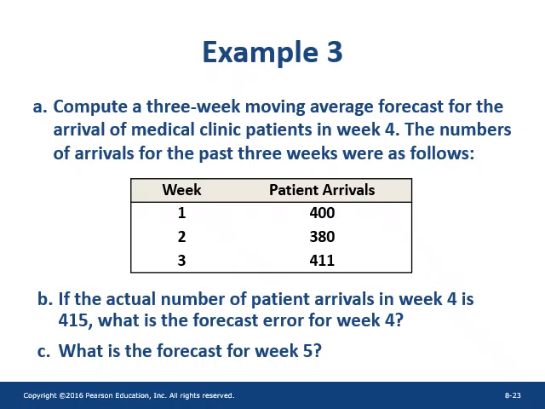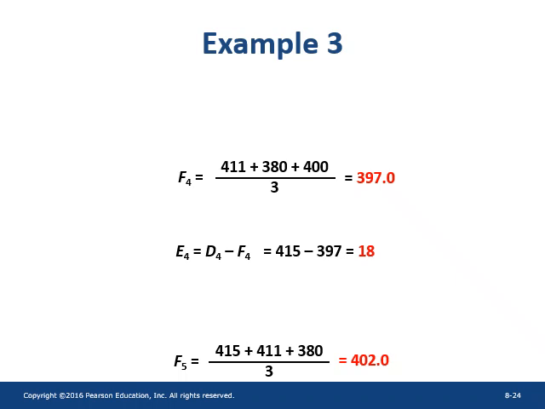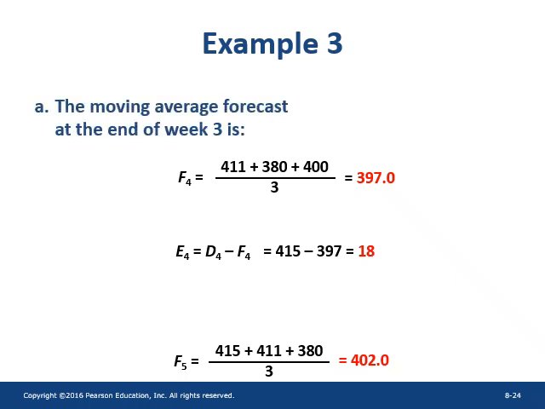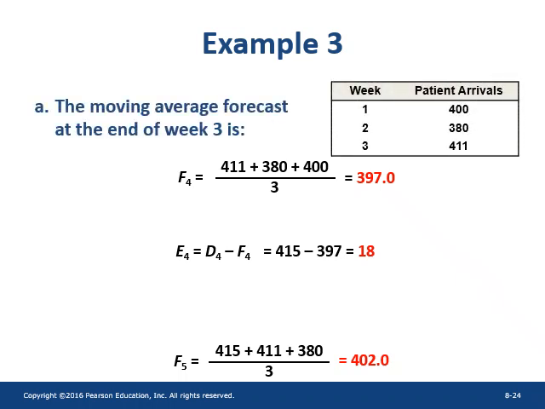So we could look at an example like this. Compute a 3-week moving average forecast for the arrival of medical clinical patients in week 4. And so if we know the previous 3 periods, we can average those, and that'll give us our forecast for week 4. That's not too difficult. When we get the information about week 4, we can have a forecast for week 5. So here we go. Averaging the 3 periods worth of demand gives us 397. That would be our forecast.